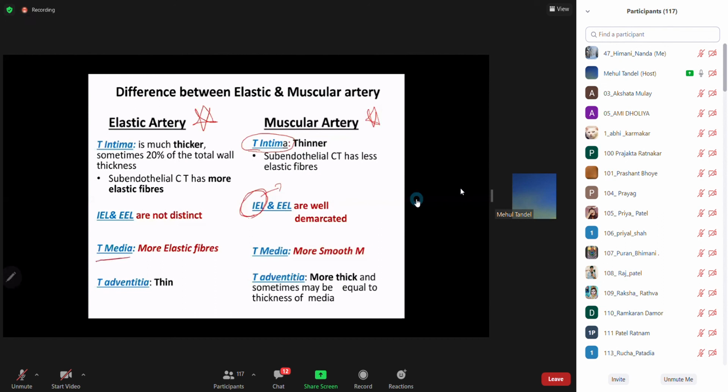Then comes tunica media. Tunica media mainly has smooth muscle and elastic fiber. Okay, elastic fiber and smooth muscle. Then the external elastic lamina has the same structure as the internal elastic lamina, located at the tunica adventitia.